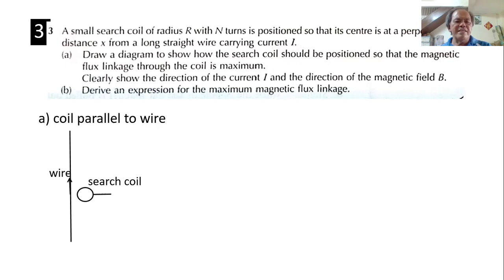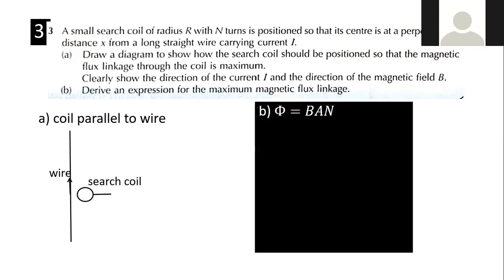B, derive an expression for the maximum flux linkage. How to derive? What formula to use? Magnetic flux linkage equals NBA, or BAN, doesn't matter. How? B is equal to mu naught I over 2 pi x.